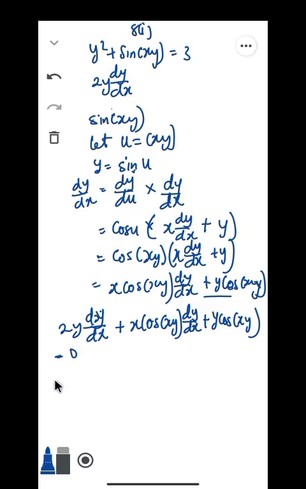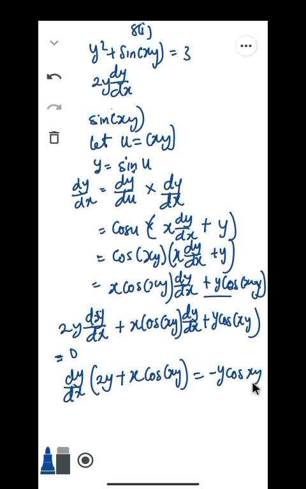Now the next thing we have to do is to factorize. That is, group all the dy/dx's and factor dy/dx out. If you observe, I have a dy/dx here, I also have a dy/dx here. So if I factorize it, I should have dy/dx into, if I remove dy/dx from here, I have 2y left, 2y plus, if I remove dy/dx here, I have x cos xy left. All right, equal to, so I take this y cos xy over to the other side of the equation, and it becomes negative y cos xy.